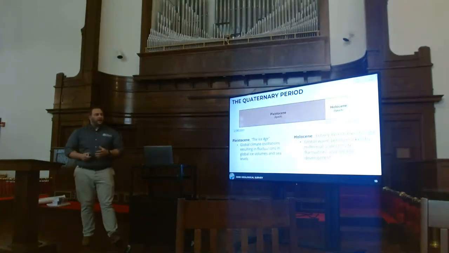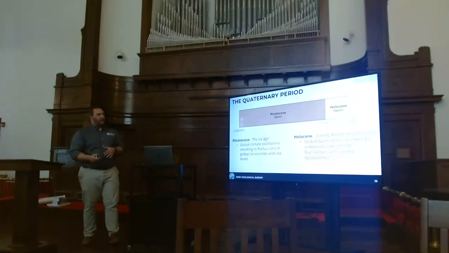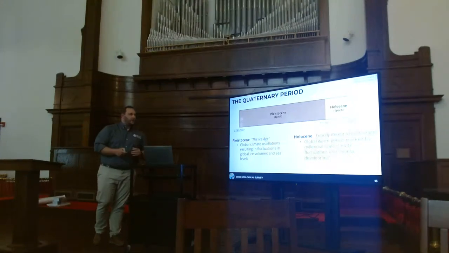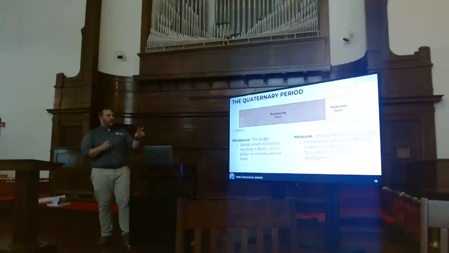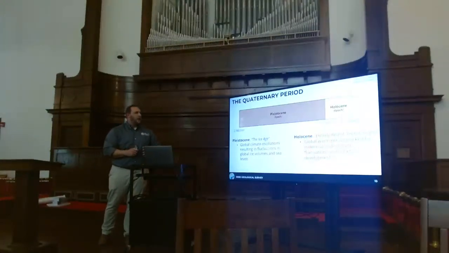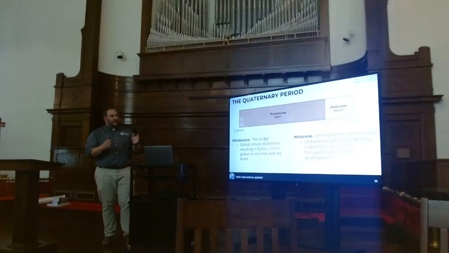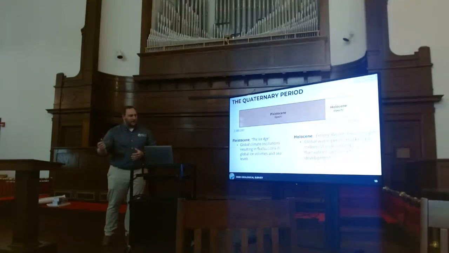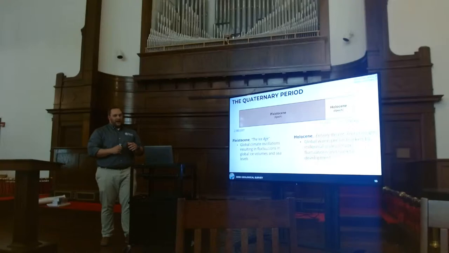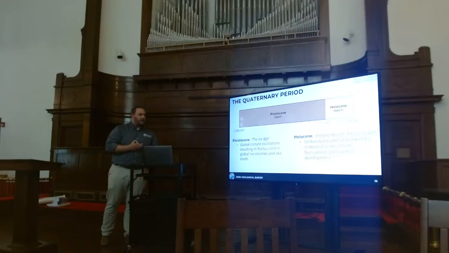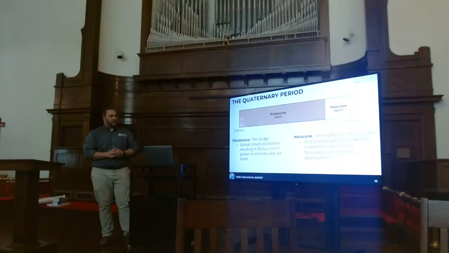So I've talked about it a little bit, but I really want to formally define the Quaternary period. The Quaternary period is our last 2.6 million years, just about. And it's broken up into two epochs, the Pleistocene and the Holocene. Our most recent time period, the Holocene, has a word with a French origin meaning entirely recent. This is a global warm period, really marked by millennial-scale, so like 1,000-year, fluctuations in climate. And then, of course, societal development.